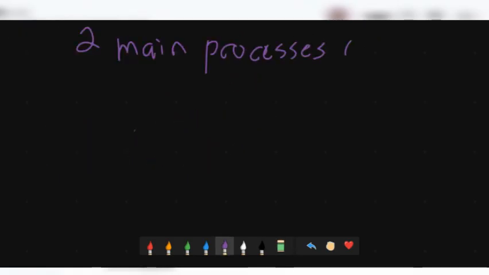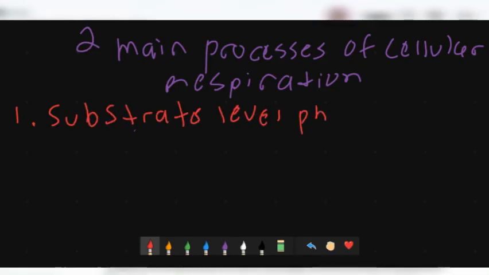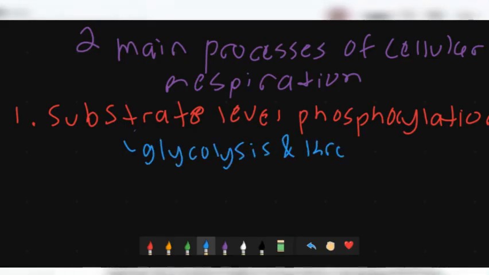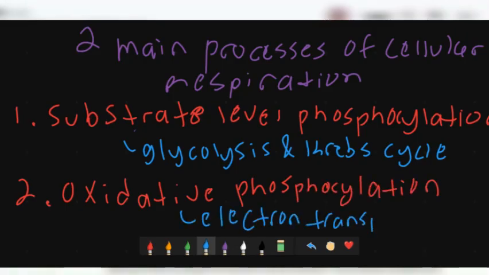There are two main ways ATP is made during respiration. First is substrate-level phosphorylation. This is where an enzyme transfers a phosphate group to ADP. It happens in glycolysis and in the Krebs cycle, but it only produces a little ATP. Second is oxidative phosphorylation, when the electron transport chain and ATP synthase work together to create most of the cell's ATP. It requires oxygen and a proton gradient across the inner mitochondrial membrane.